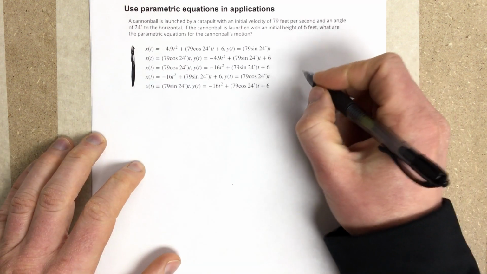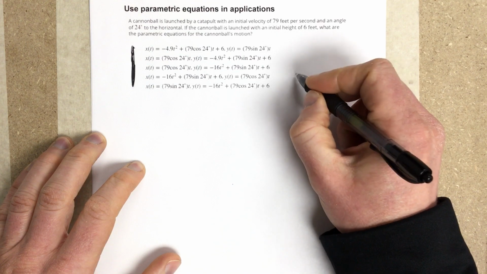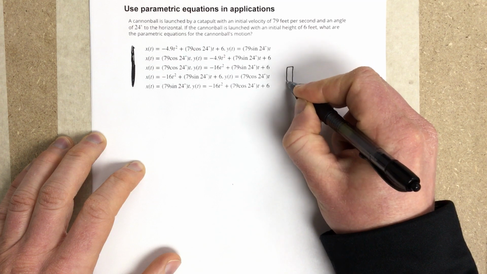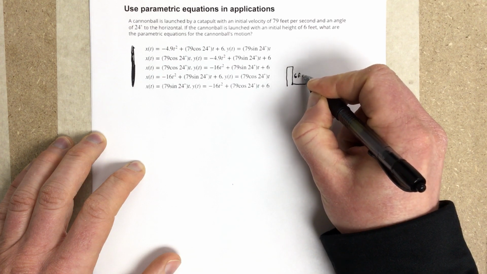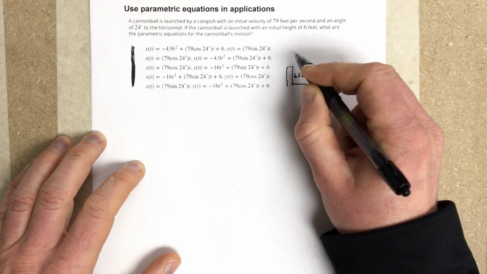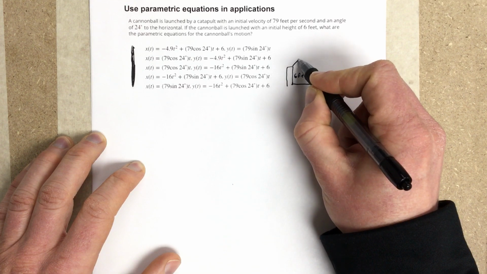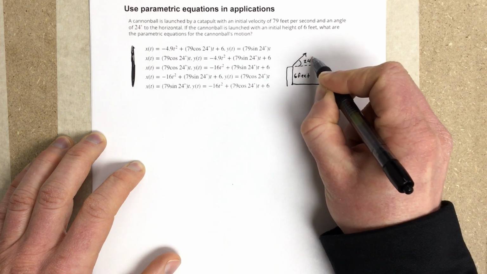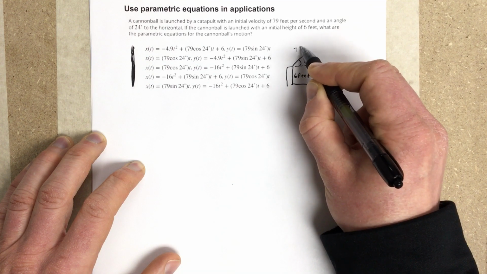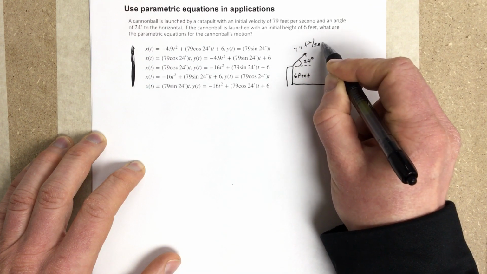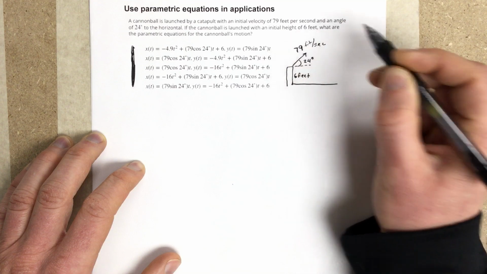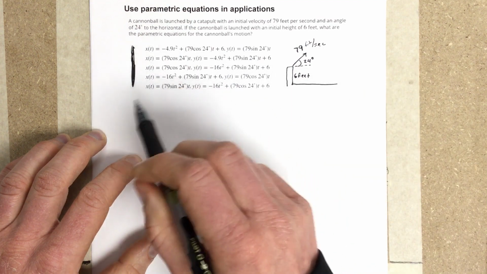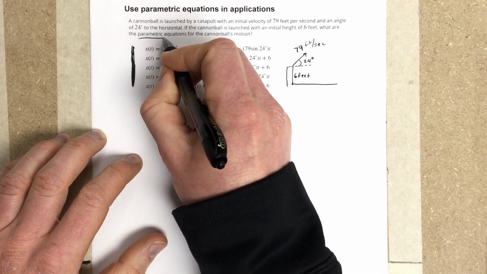So if it's launched at 6 feet, I'm going to assume that if this is the ground, we've got a platform of some sort or just a person that's 6 feet high, and then we're firing this cannonball off of the platform with an angle of 24 degrees, and our speed is 79 feet per second. So that should be a visual of what's happening for this problem. Now, they want us to write the parametric equations.